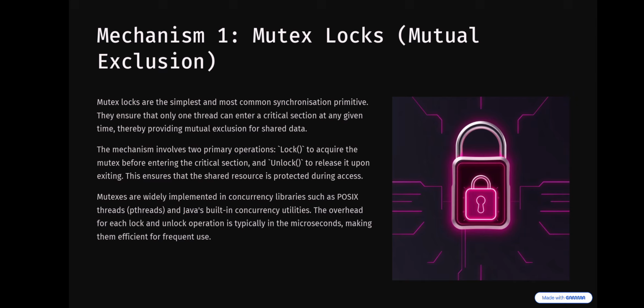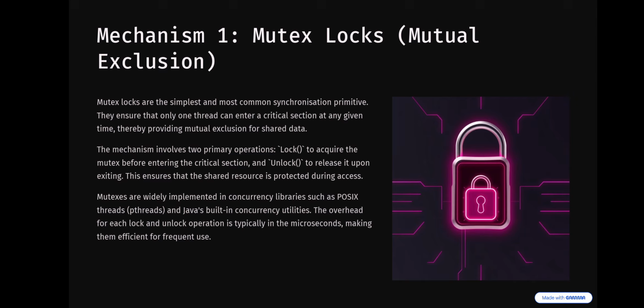Mechanism number one is mutex locks, mutual exclusion. Mutex locks are the simplest and most common synchronization primitive. They ensure that only one thread can enter a critical section at any given time, thereby providing mutual exclusion for shared data. The mechanism involves two primary operations: lock to acquire the mutex before entering the critical section, and unlock to release it upon exiting. This ensures that a shared resource is protected during access.